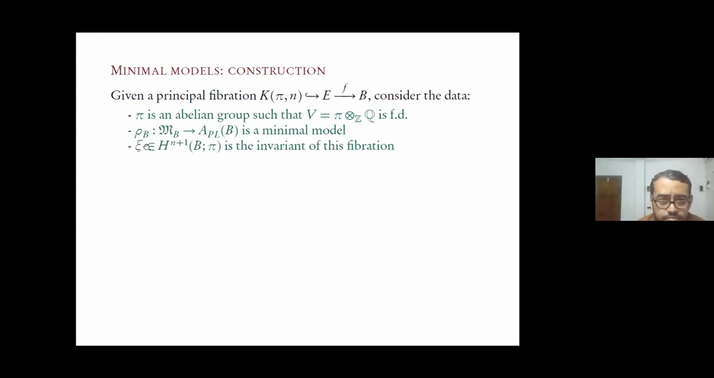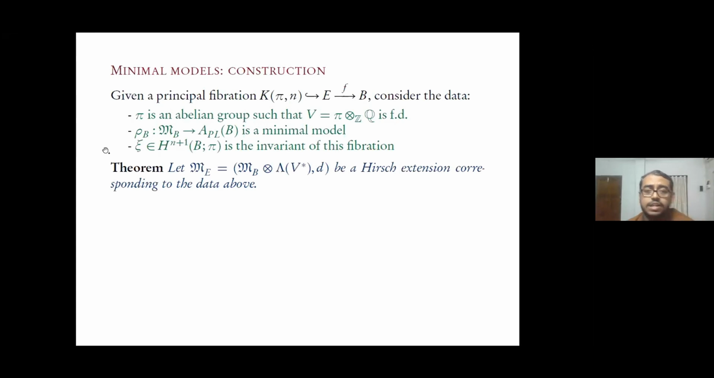And there is this other data, right? Usually this is called the k-invariant because of how these are constructed from the tower. So we have a class in the (n+1)th cohomology of B with coefficients in pi. So we have these three things. Given these three things, I want to talk about this theorem, which essentially is going to be a little bit of things that you have to prove.